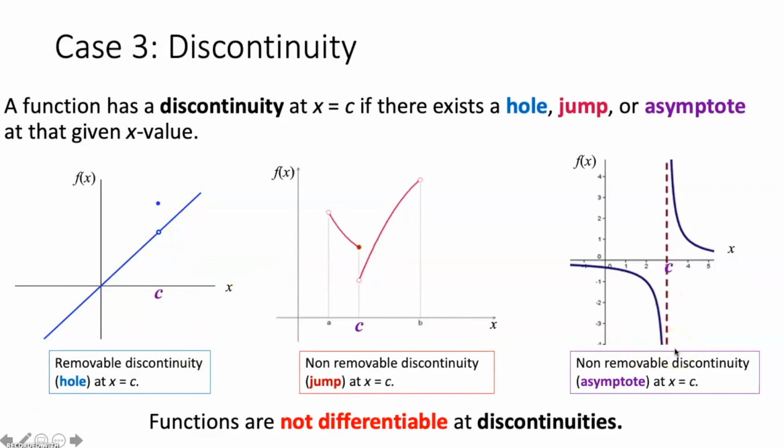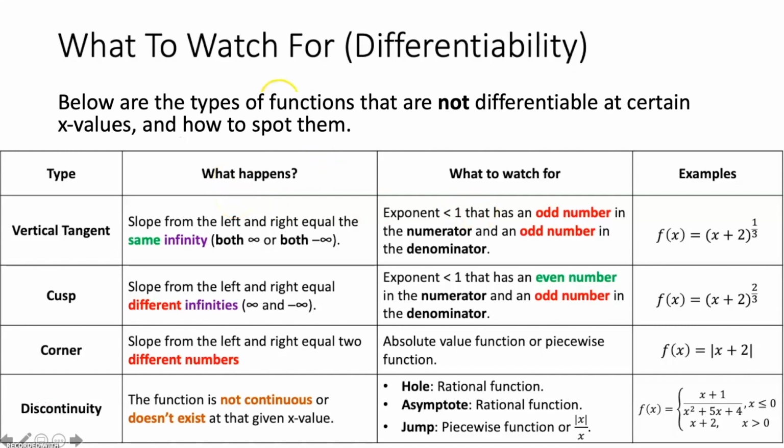Now let's quickly go over this what-to-watch-for cheat sheet that talks about differentiability of a function. A function is not going to be differentiable at the three cases that we just talked about: at vertical tangent lines, at sharp turns where we have cusps and corners, or at discontinuities. Now here's what to look for when you're given a function. First, we have a vertical tangent line.